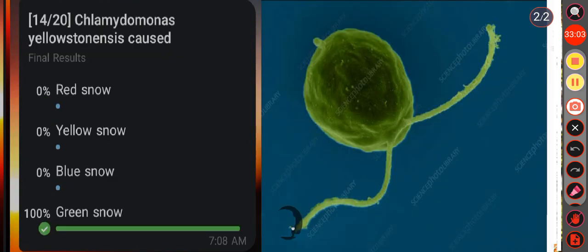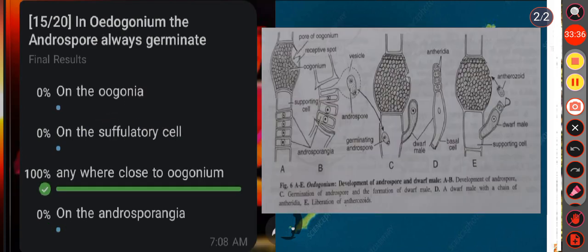Okay. Then next question, Chlamydomonas yellowstonensis caused option A, red snow, option B, yellow snow, option C, blue snow, option D, green snow. Here the correct answer is option D, that is green snow. Chlamydomonas yellowstonensis caused green snow. And remember, another species of Chlamydomonas, that is Chlamydomonas nivalis, caused the red snow. Okay. Then question number 15.